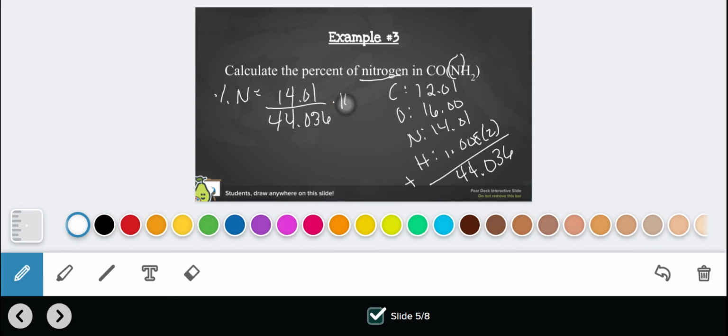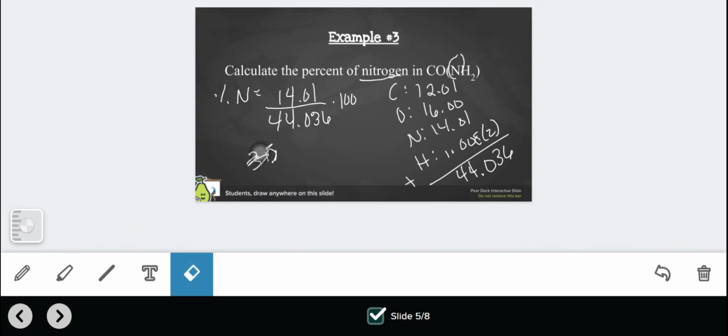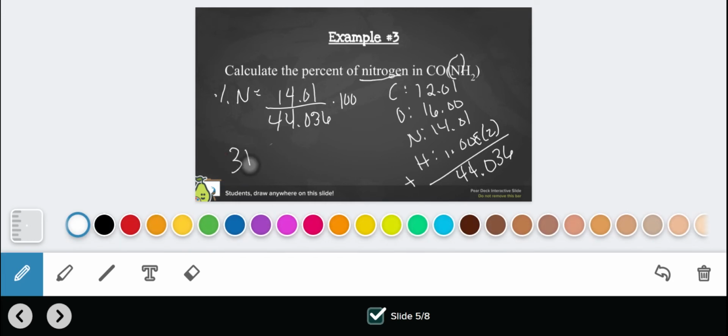And then, of course, we take 14.01, divide by the total, and multiply by 100. And we get 31.81% nitrogen.